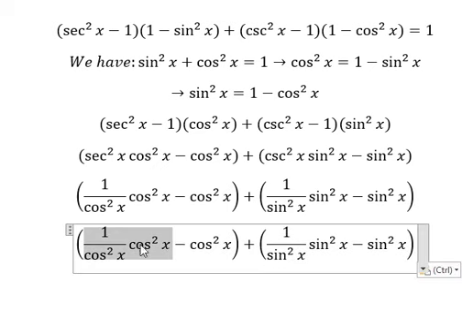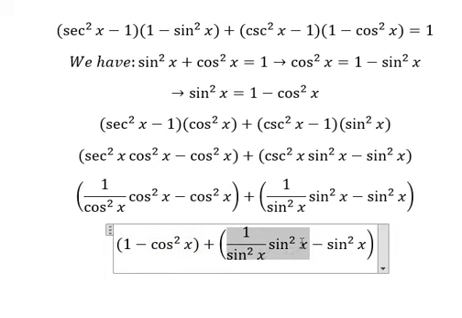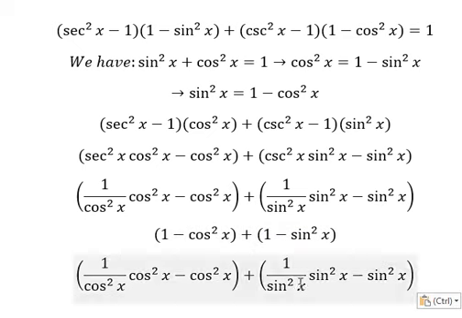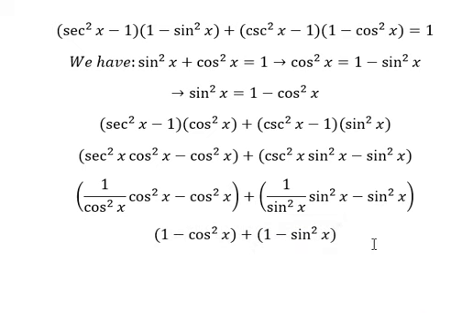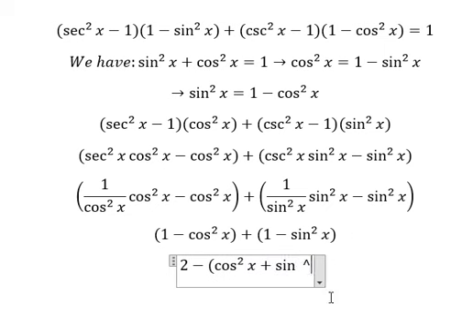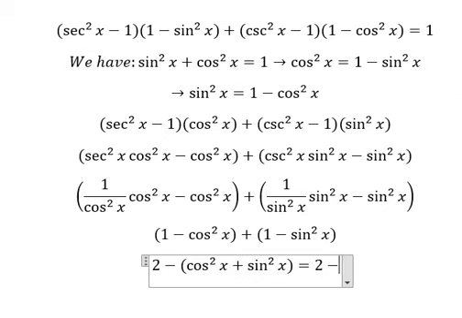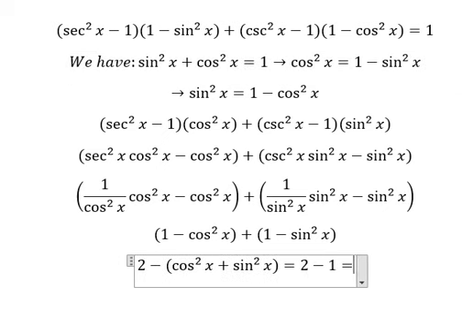So this one we simplify and we have number 1. This one we simplify too. So 1 plus 1 we have number 2. And we have cos² s and sin² s here, so we can put it like this. And this one equals number 1. So we have number 2 minus number 1 equals number 1.